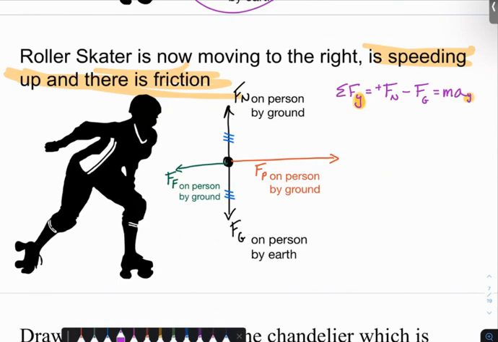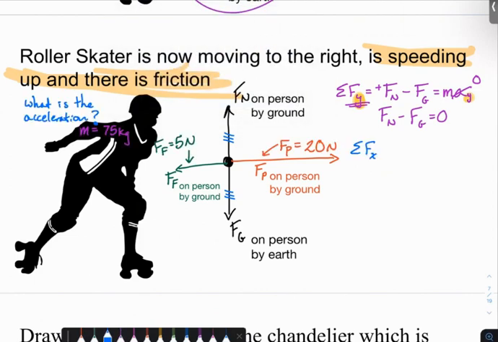Now, she is accelerating, but she's not accelerating up and down. She's only accelerating to the right. So this acceleration is still going to be 0, because she's not accelerating up and down, and this is the y direction. So we have normal force minus gravitational force is equal to mass times 0, which is 0. And there we go with the y direction.